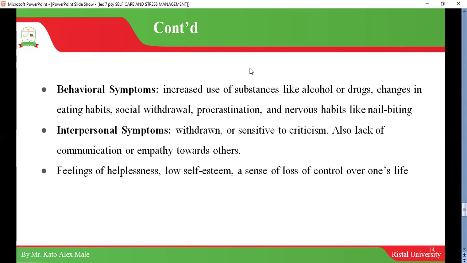You feel like all the time you are criticized by other people. You get it? When you have that sense that other people are always talking about what you're going through. So lack of communication or empathy towards others is also a sign of being stressed. Feelings of helplessness, low self-esteem, a loss of sense of control over one's life, all these lead to stress.